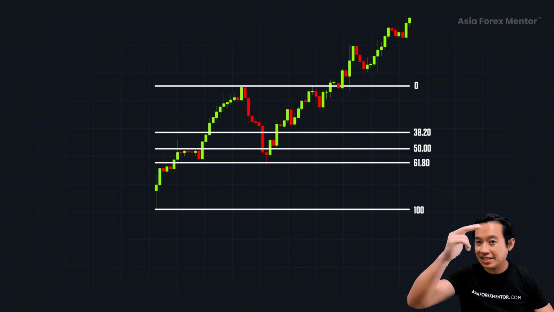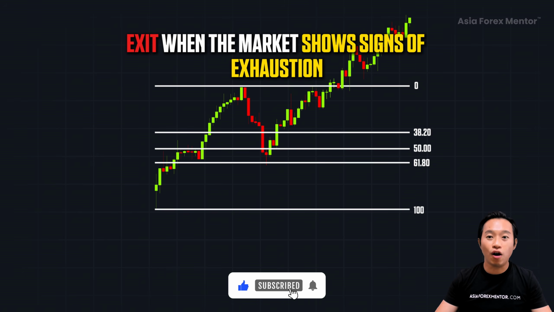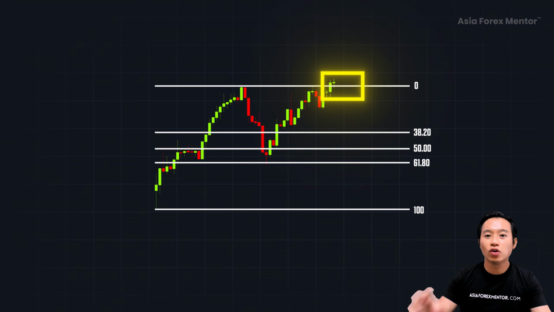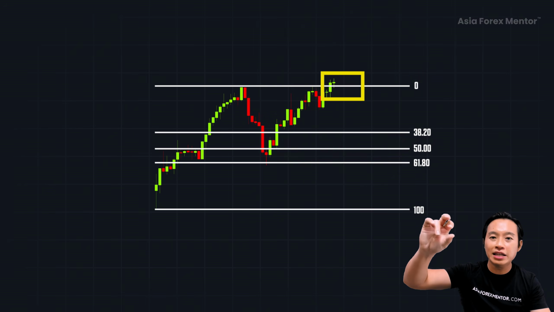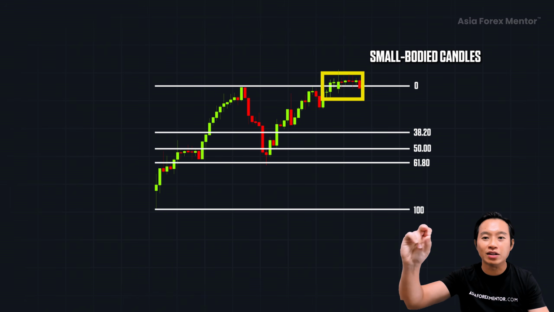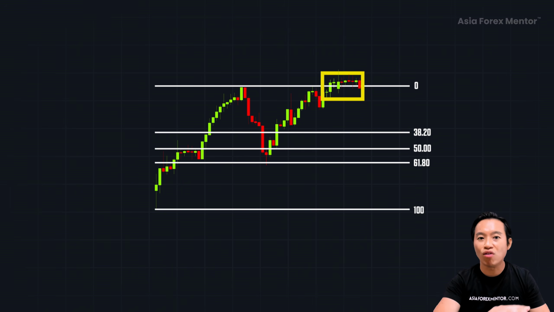Structure, right? You exit the market because what? The market shows signs of exhaustion. So take a look at this. Multiple green candles, right? So then price starts what? It's stalling near the 0% level. And all this becomes what? Small bodied candles, long wicks. So it means what? That the momentum is now fading off.